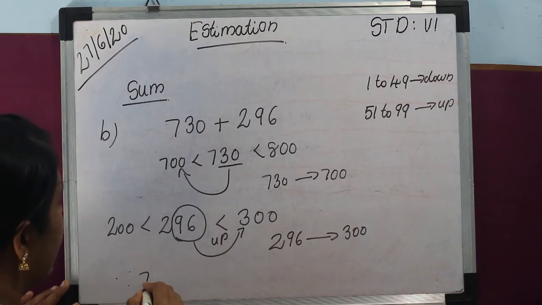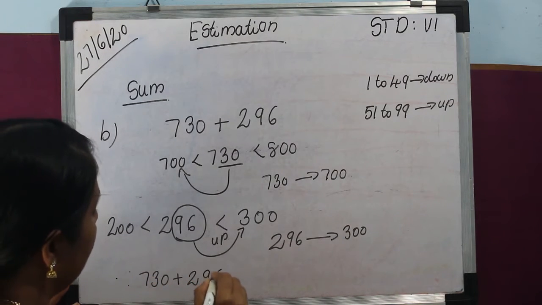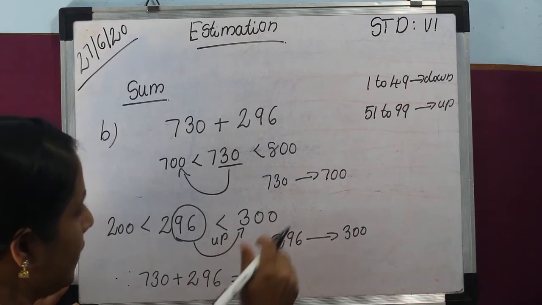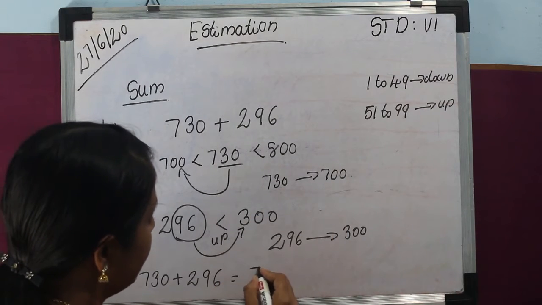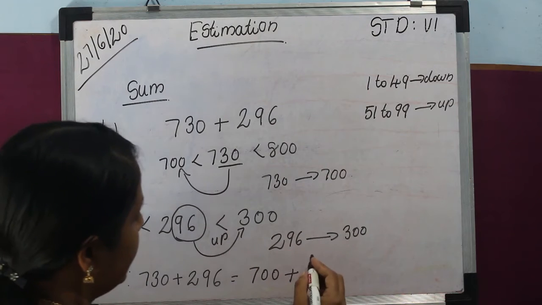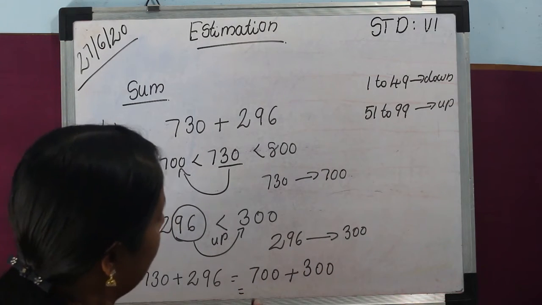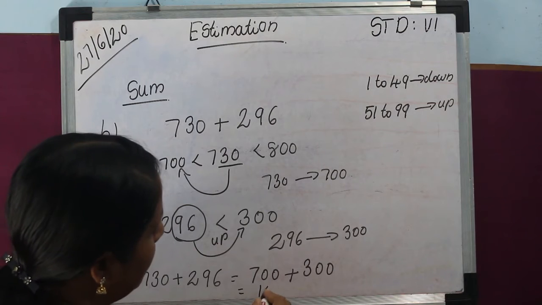Therefore, 730 plus 296 equal. In the place of 730, we get 700, and in the place of 296, now we get 300. So 700 plus 300 equal 1000.